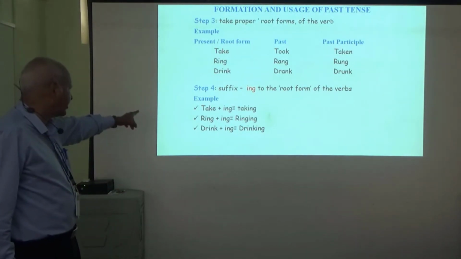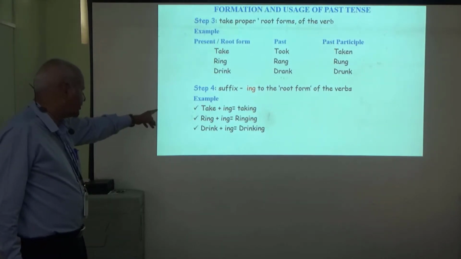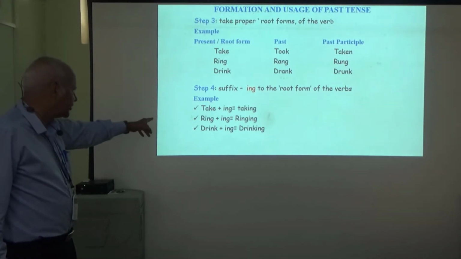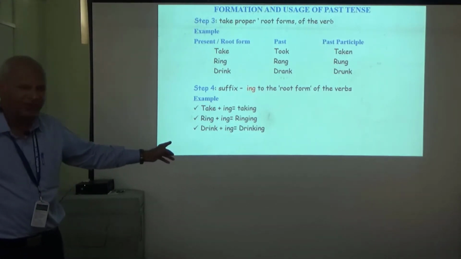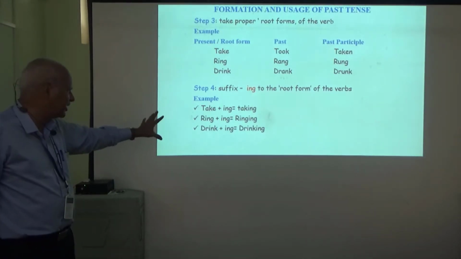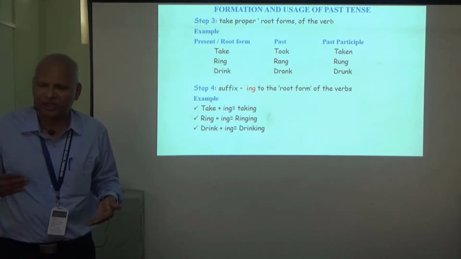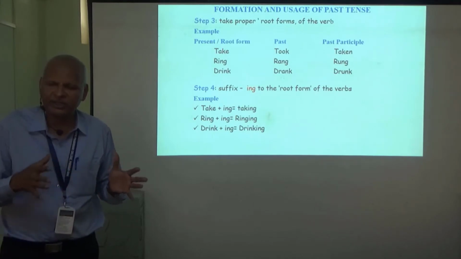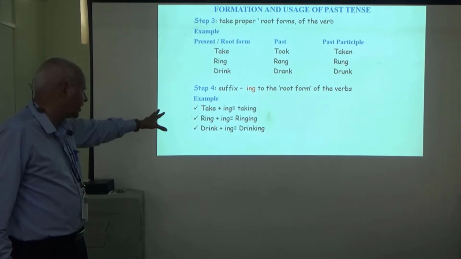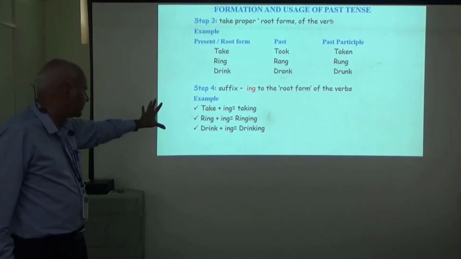Here you see some examples. Take. Okay, root form is take. We are suffixing ing, that becomes taking. Then ring plus ing, ringing. Then drink plus ing, drinking. Many times we get confused how these, taking, ringing, drinking, are formed. So the simple way is first taking the root form, then suffixing ing, then it becomes taking, ringing and drinking. So this is the fourth step.